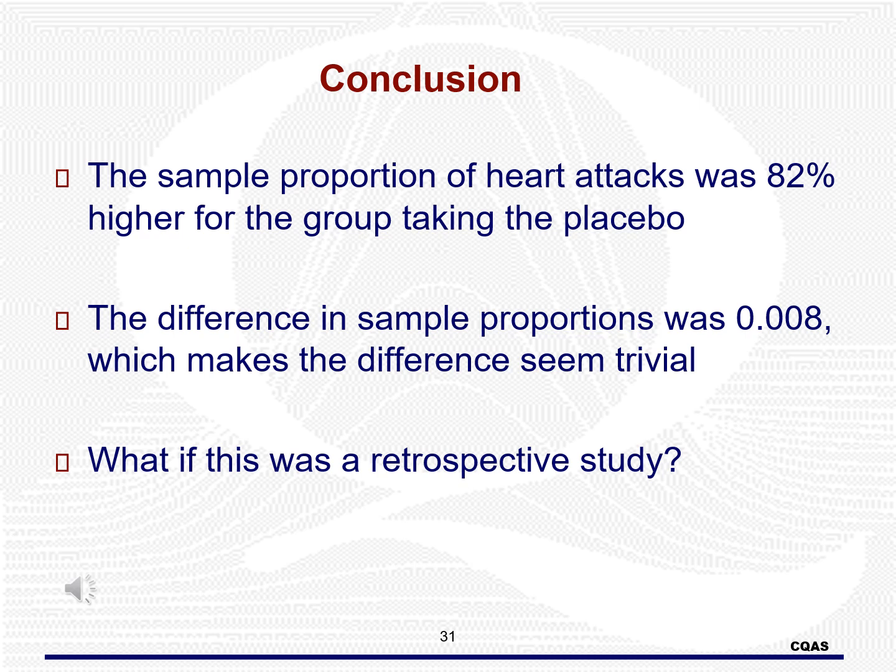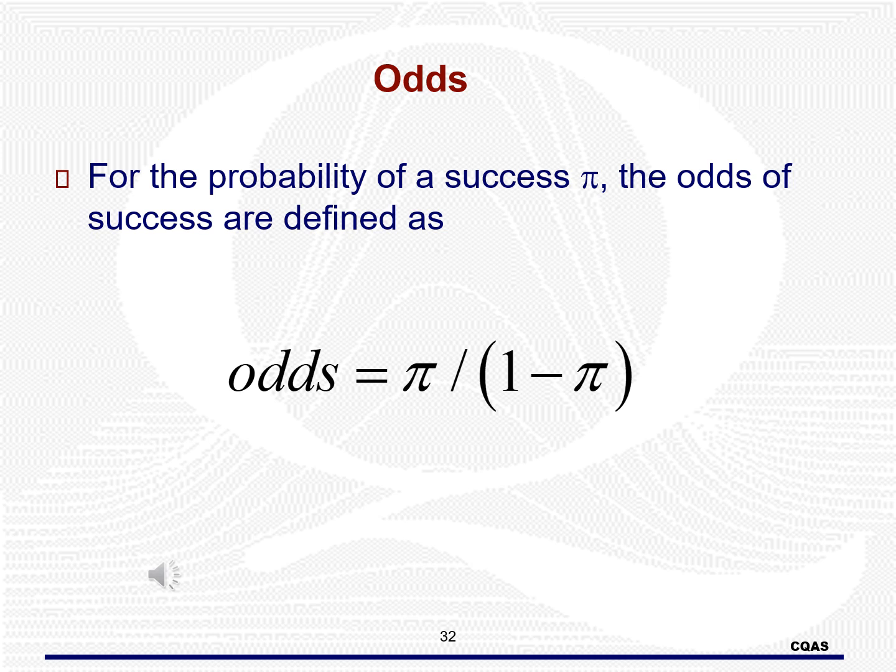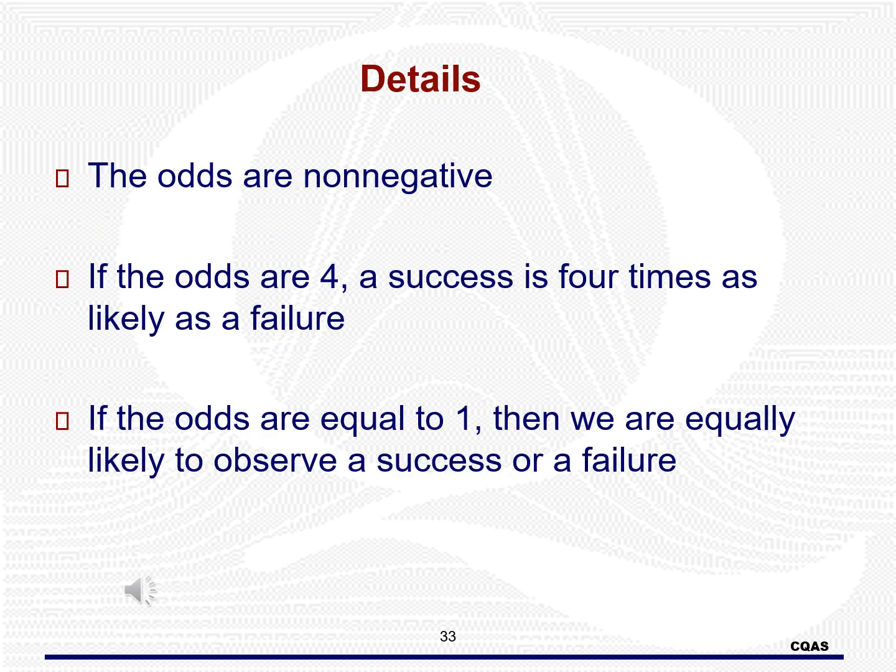Before we can talk about the odds ratio, let's talk about the odds. If the probability of a success is denoted by pi, the odds of a success is defined as the ratio of the probability of a success and the probability of a failure, or pi/(1-pi). Let's look at some details. The odds are always non-negative, and if they are equal to 1, then we are equally likely to get a failure or a success. A good example of this is a flip of a fair coin.